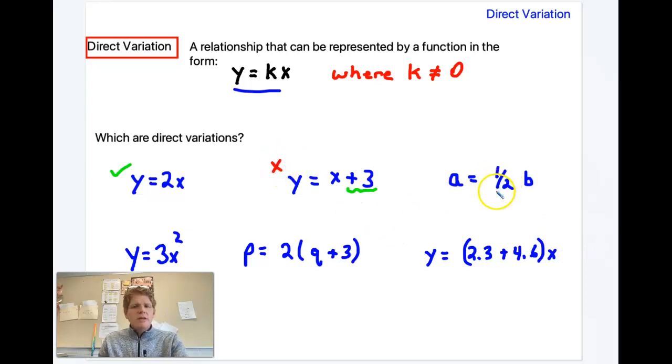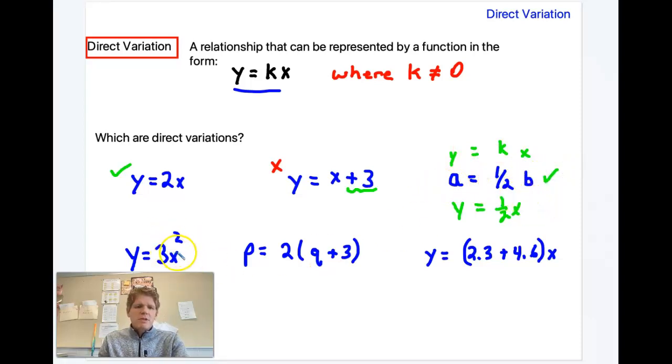What about this one? We don't have a y and an x, but we have variables in those same places. So it doesn't matter the name of the variable. In this case, we could just as easily have called this y is equal to 1/2 x. So in this case, we have a y, we have a k, we have an x, and they are equal, so this is a direct variation equation.